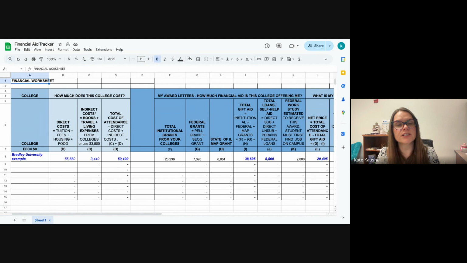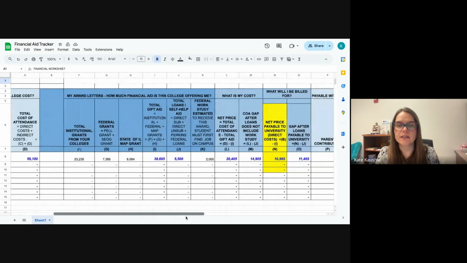And then from your financial aid offer, the institutional grants you got was $23,000, and if you plug in your numbers in, your federal grants, $73,000. MAP grant, which you qualify for in the state of Illinois, in state, $8,000, does the math for you again. So it shows you how much gift aid you get. So this is our free money. Then they have our loans, work study, and then net price is how much is left over after that.